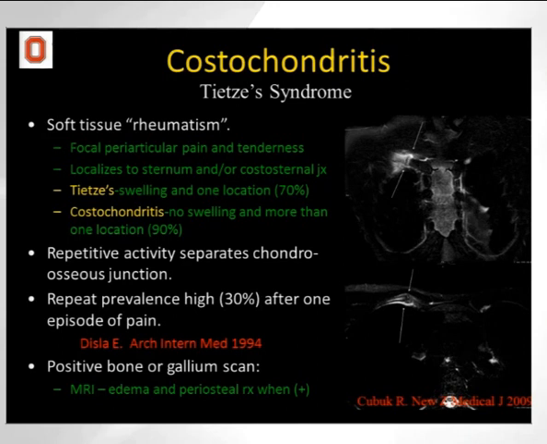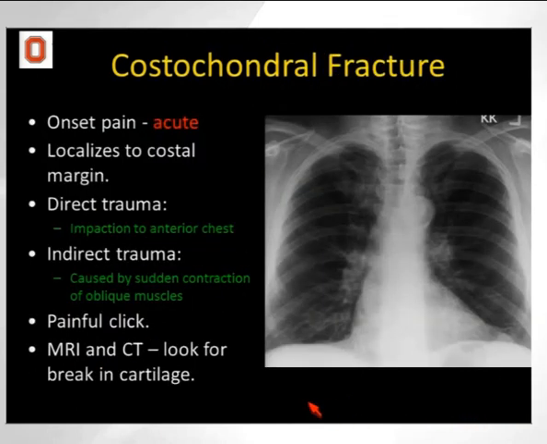And during that time when it is positive, MRI will also be positive, showing edema at the junction between the cartilage and the rib, as well as periosteal reactive changes shown nicely from this article. Now, costochondral fractures, kind of in the same family, but these patients come in with acute pain.